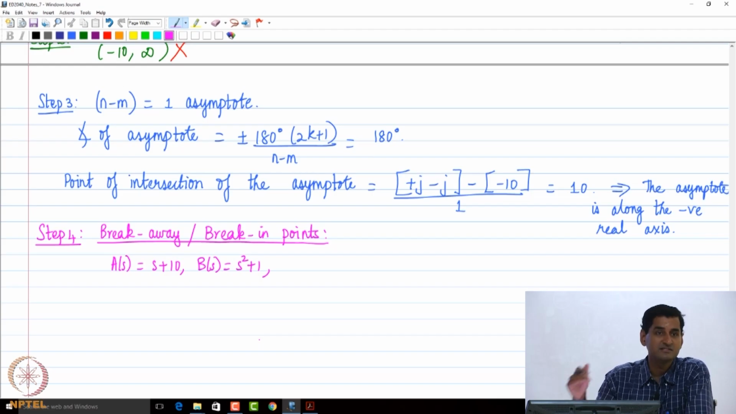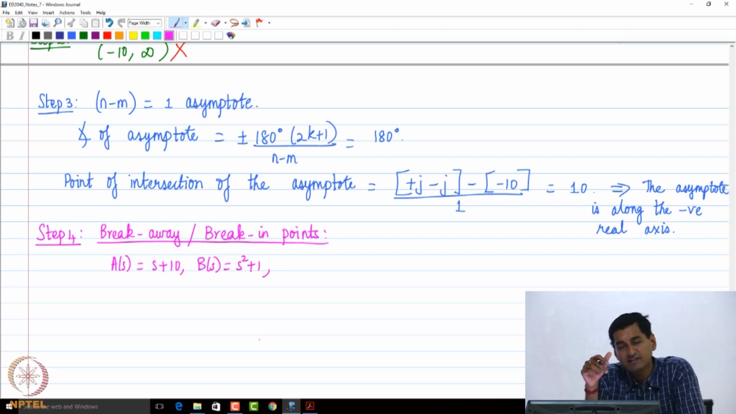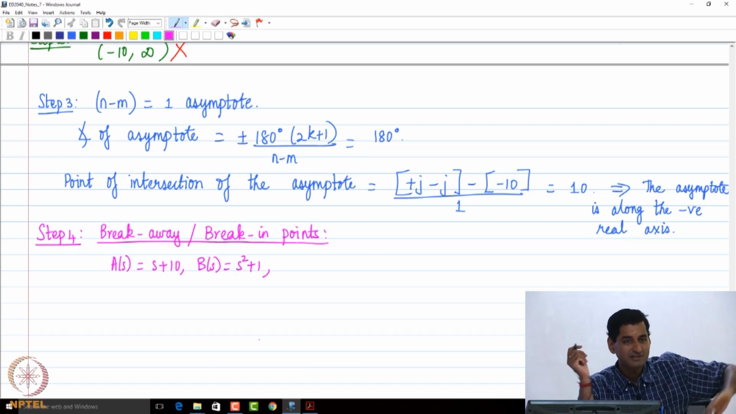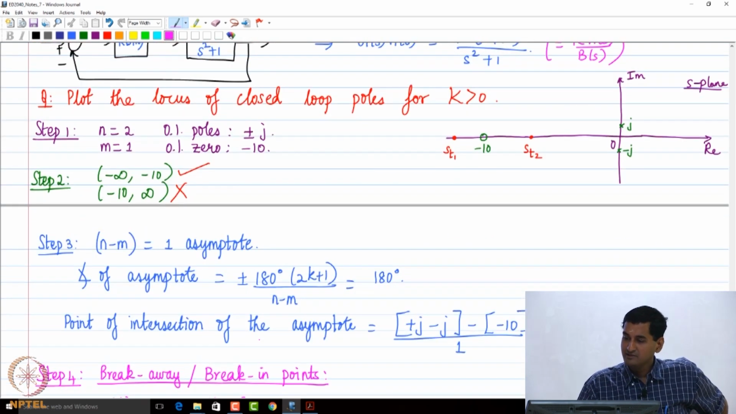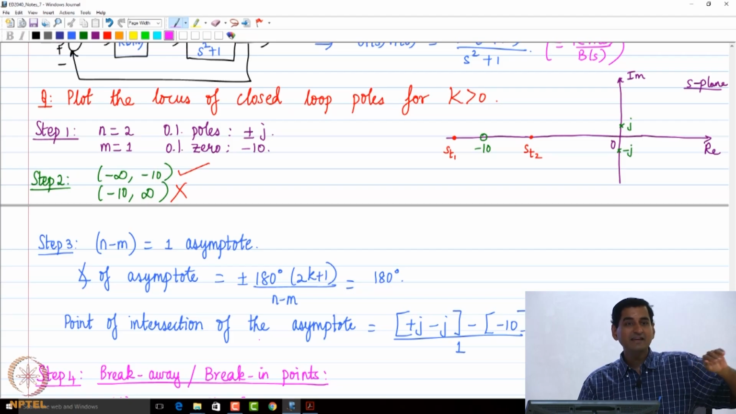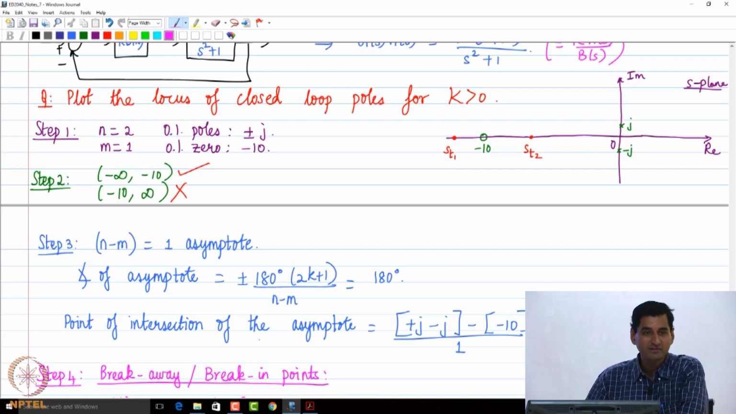Negative real axis, because the point of intersection of the asymptote with the real axis is plus 10. So, what is the only line which will intersect the real axis at plus 10 and still have an angle of 180 degrees with the positive real axis? The asymptote has to necessarily go along the negative real axis. What is an asymptote? The asymptote indicates the line along which the root locus will tend to as it goes to infinity. That is the meaning of asymptote.